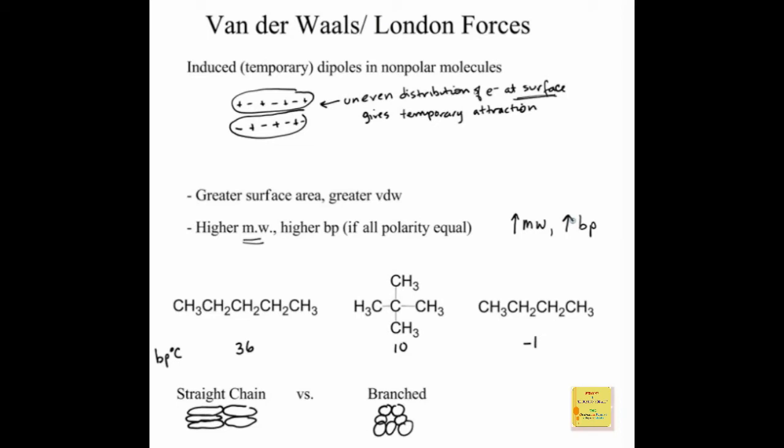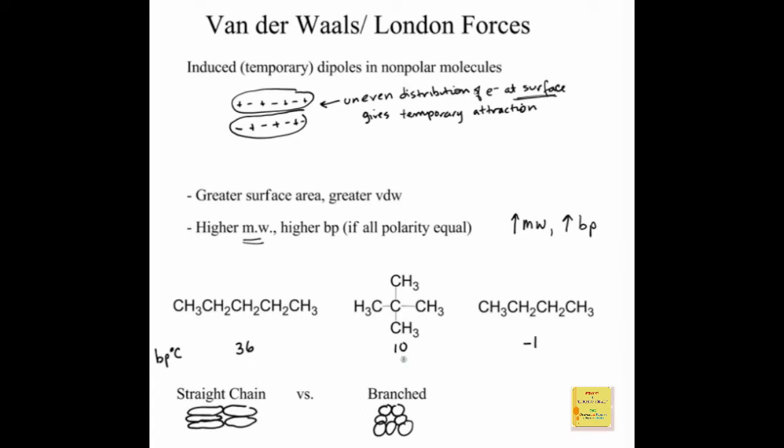So again, let's take a look at a series of compounds here. These are all hydrocarbons, meaning they contain nothing other than carbon or hydrogen. And so these are all nonpolar molecules. We see that this one has 4 carbons, 1, 2, 3, 4. And the one on this end has 5, 1, 2, 3, 4, 5. And so simply having more carbons, higher molecular weight, means it's going to have a higher boiling point.